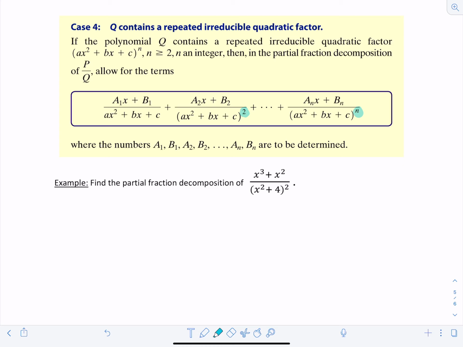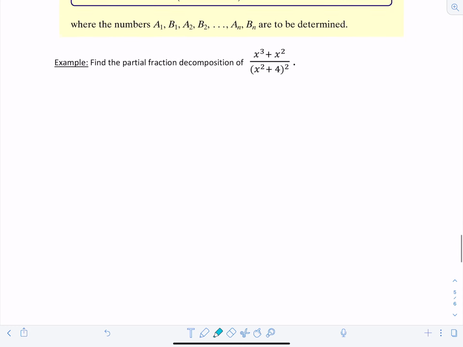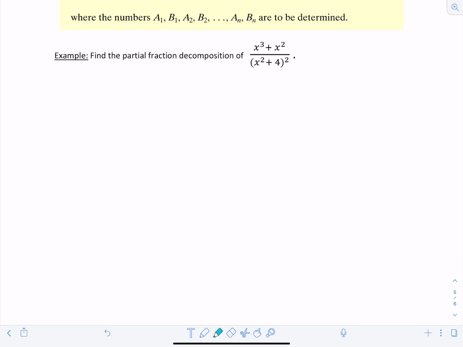And basically you follow the process that you did for repeated linear factors. It's just in the numerator now you would need a linear expression, and you would cycle through your coefficients. I don't use these subscripts, it gets too messy. We have plenty of letters in the alphabet. Okay, so here we go. Find the partial fraction decomposition of x cubed plus x squared over x squared plus 4 squared.